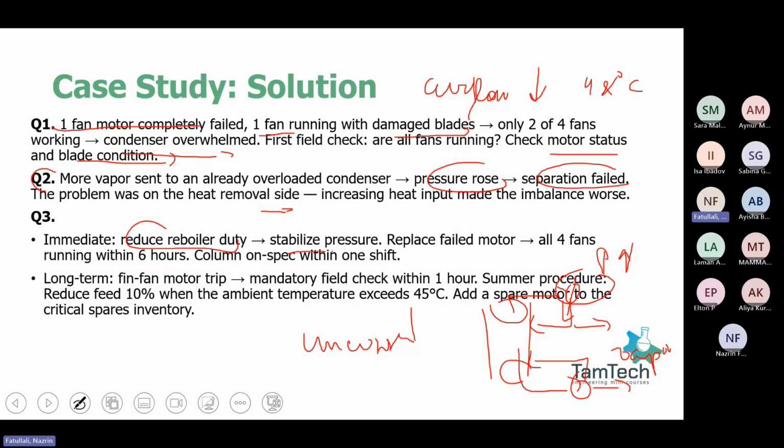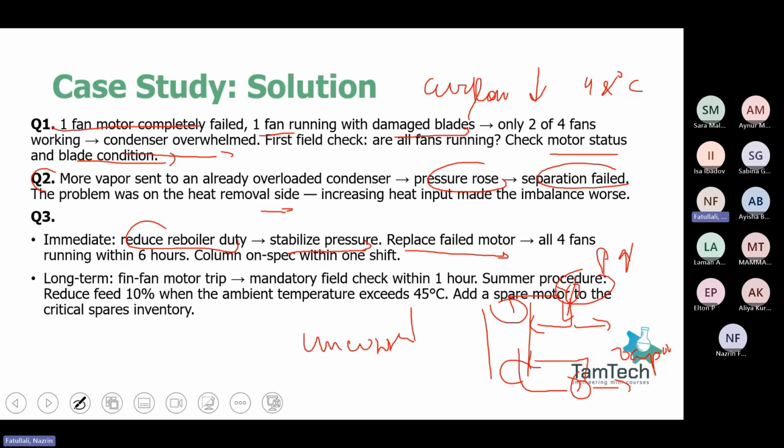to get pressure stabilized under our control, and then replace or repair failed motors. You have 4 motors, and all 4 fans should be back in working state within 6 hours. Each of them should be within 6 hours. And the column will turn on spec within 1 shift. It means that you have 4 fin fans. One of them is not working, and one of them is not working properly. We need to replace both of them in order to turn the product on spec again.